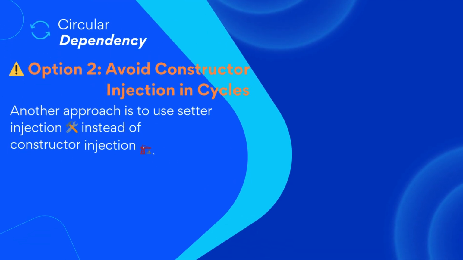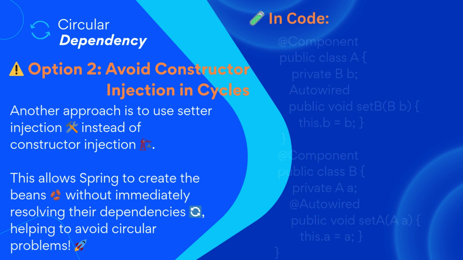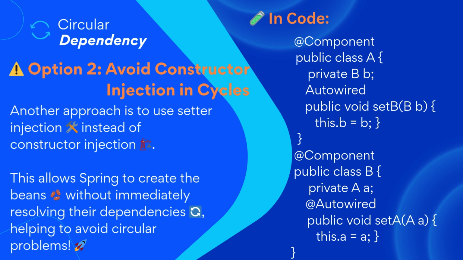With constructor injection, Spring has no flexibility. It must fully resolve all dependencies right away. But with setter injection, Spring can create the bean first even with unresolved dependencies, then set the dependent bean later, breaking the circular loop without throwing an error. In this example, now Spring can instantiate class A and class B without needing their dependencies immediately, wiring them afterward using the setter method. This breaks the circular dependency cleanly and allows the application to start successfully.